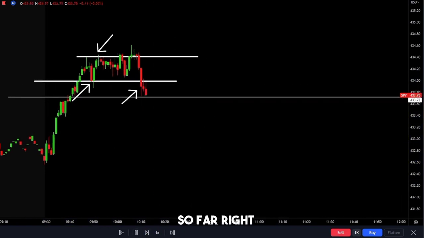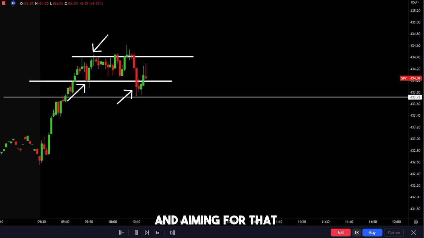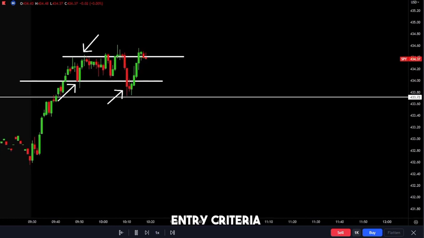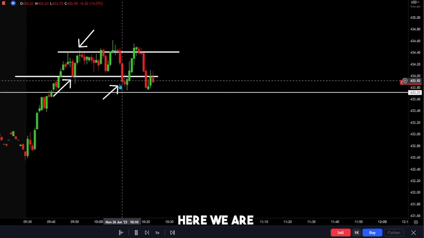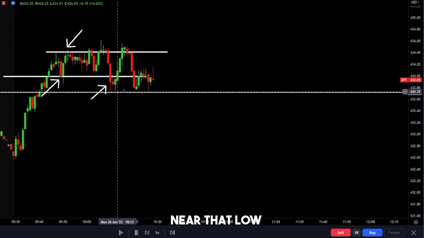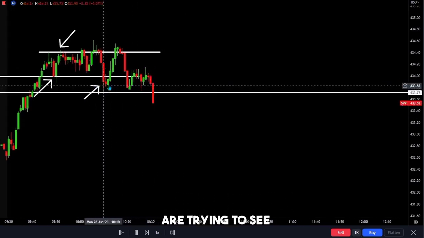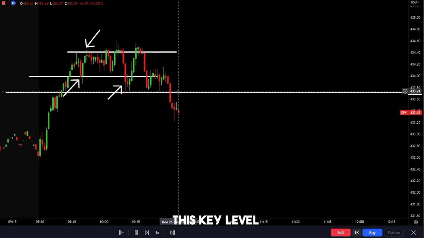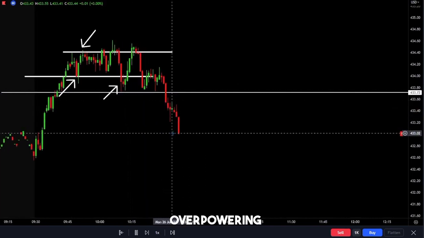So far, we are looking and aiming for that short position now, but we have no entry criteria hit just yet. Here we are coming back near that low. As we can see, we're consolidating near that low, showing that buyers and sellers are trying to see who is going to overpower this key level. And as we can see, that was the sellers overpowering right there.